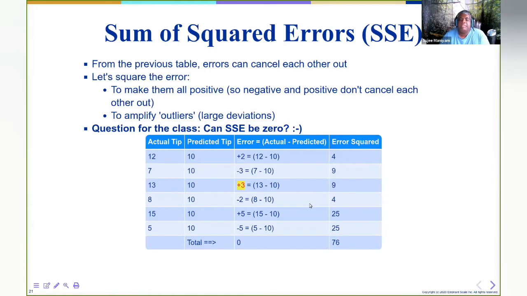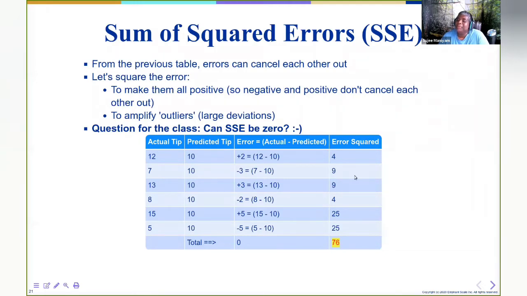And this is what I was asking. I'll ask you guys, look at this column. There's no canceling, and if you add them up, it doesn't go to 0. But can this total be 0 in any case? I don't know if you talked about this, but can you guys tell me, can this sum ever be 0? What do you guys think? Yes, no, maybe. The squared errors, can it ever be 0?